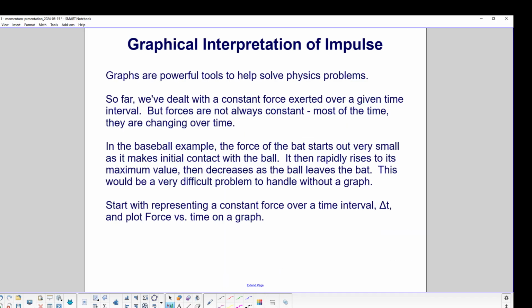Impulse graph. Graphs are powerful tools to help solve physics problems. So far, we've dealt with a constant force exerted over a given time interval. But forces are not always constant. Most of the time, they are changing over time.